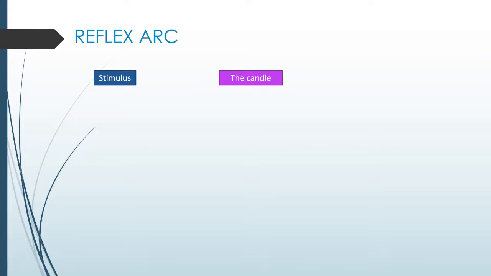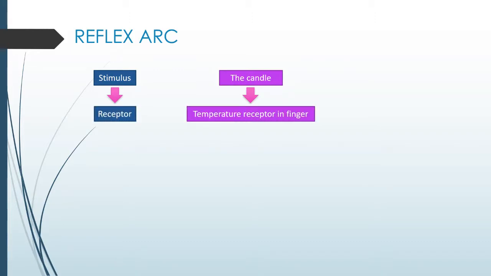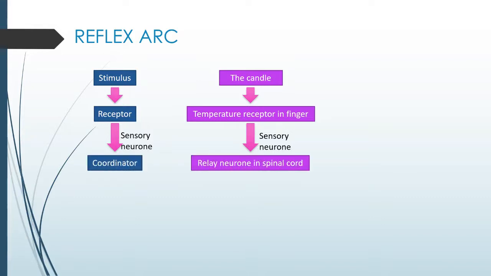Now, if a person touches a candle by mistake, the candle becomes the stimulus. There are receptor cells present on your skin, the temperature receptors in your finger. These sense the change in temperature because of the candle, which gives a burning sensation on your finger, and this is transmitted through your sensory neurons to the relay neurons present in your spinal cord. Next, the relay neuron transmits the nerve signals to your motor neurons.